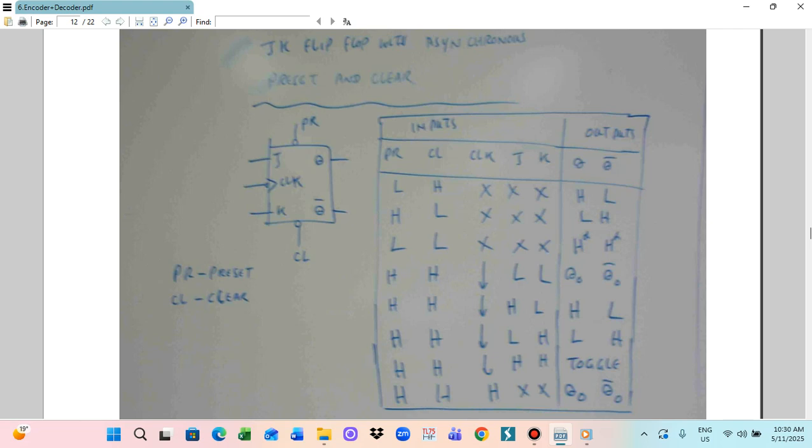So this is for the JK flip-flop. JK flip-flop, preset and clear. So in this working we can also provide two extra inputs, the preset condition and the clear condition. So this is the working.